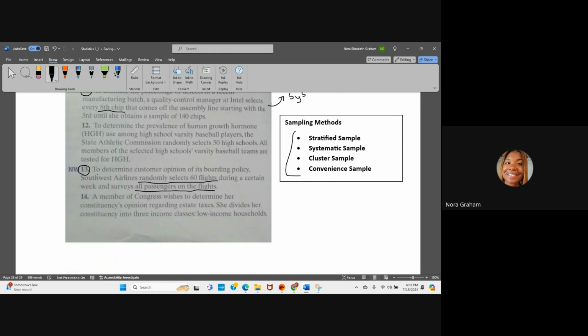So if we read this one again, to determine customer opinions, opinion is a good one too, because you don't know what somebody's opinion is going to be, right? So this is going to be hard to collect data from. And randomly, that's another good one. Randomly, opinion, these words are good, and then all passengers. It leaves a question up in the air. So when that happens, it's going to be cluster sampling, okay? So this is going to be cluster sampling.